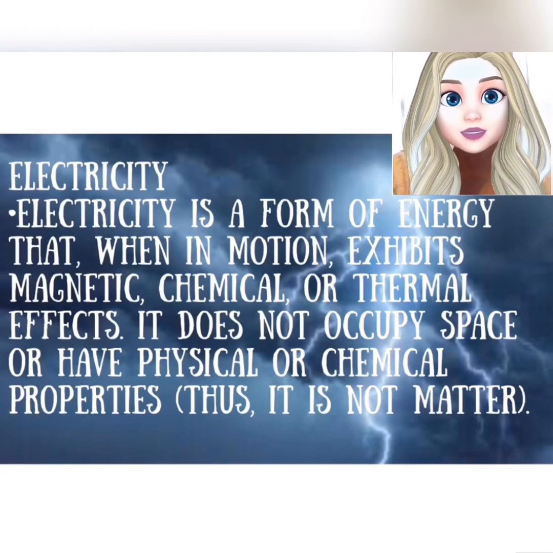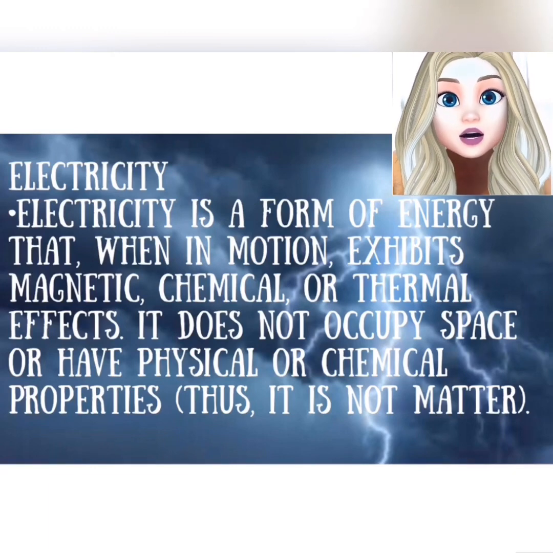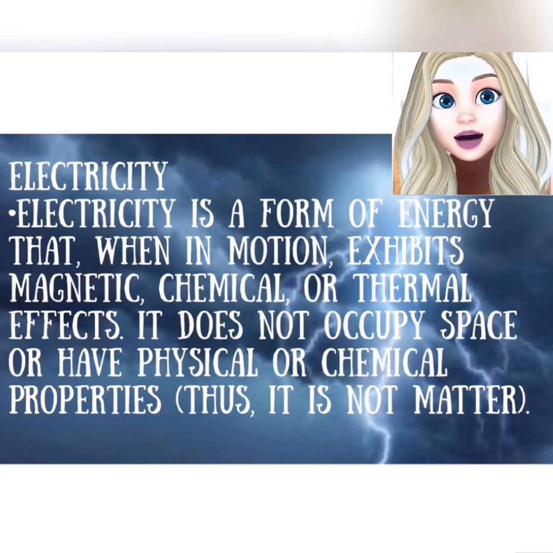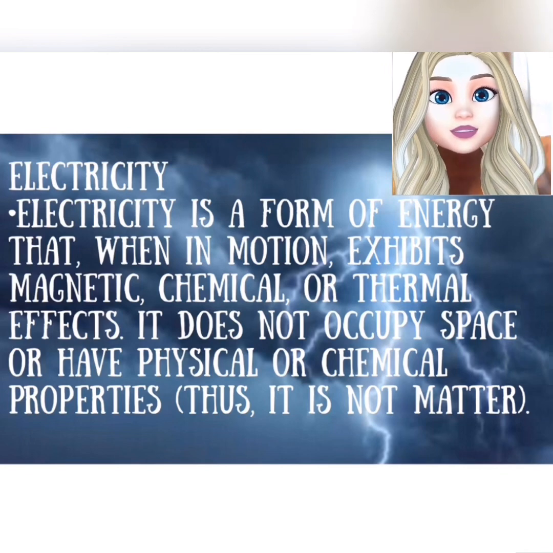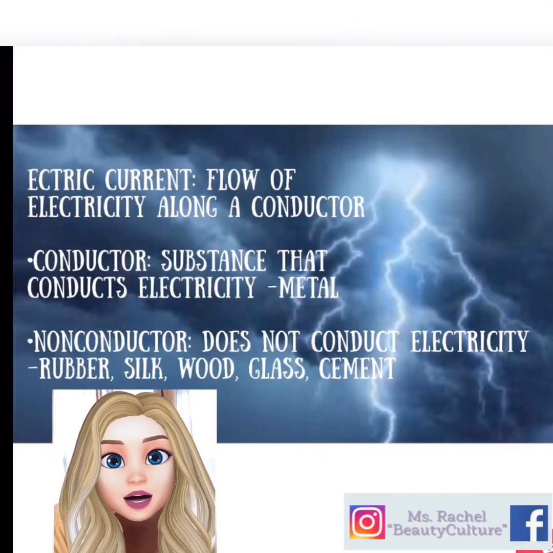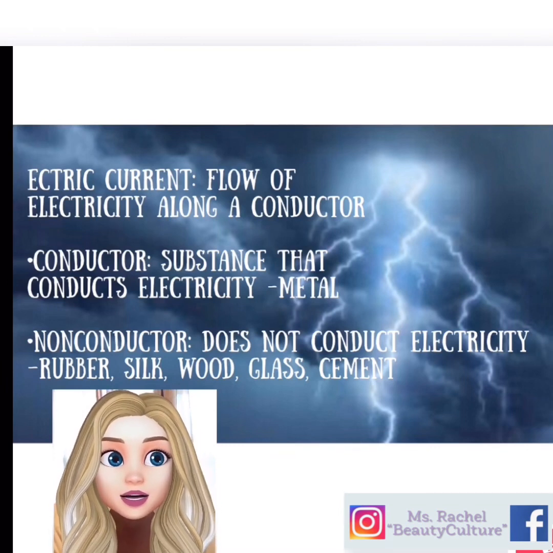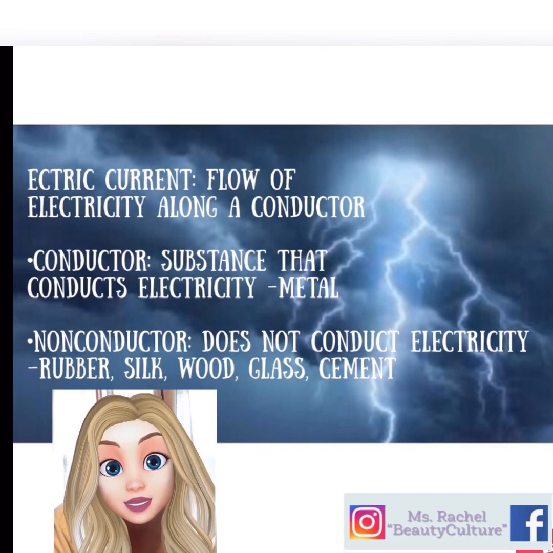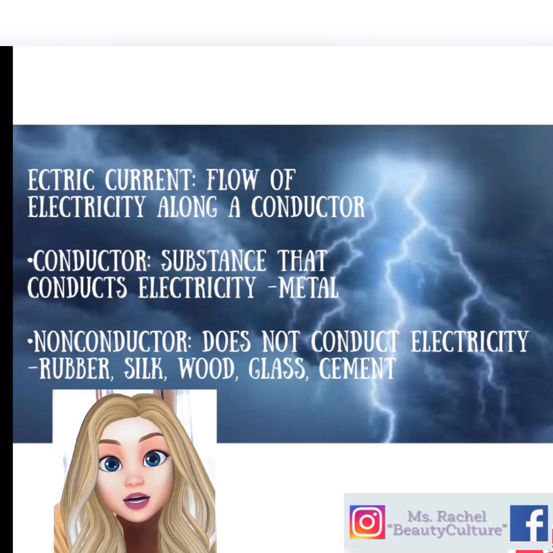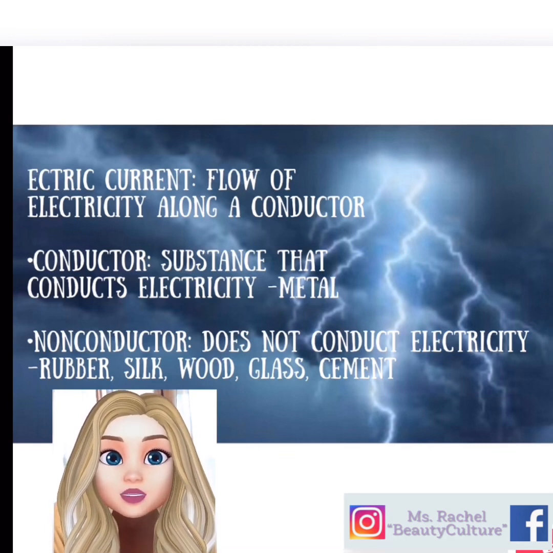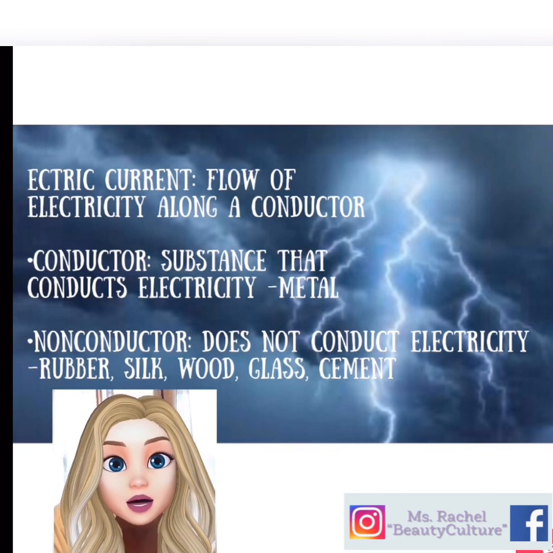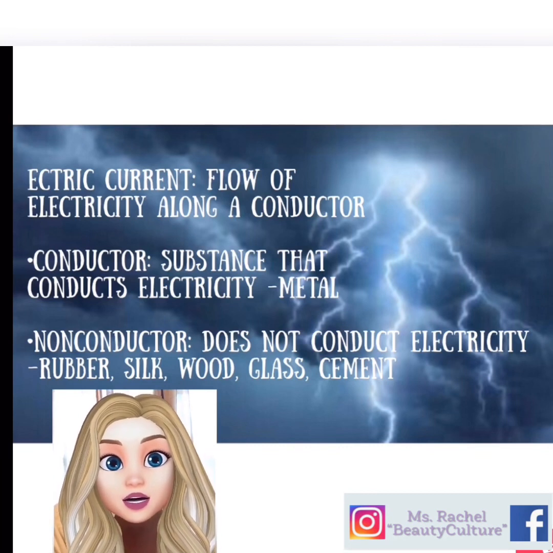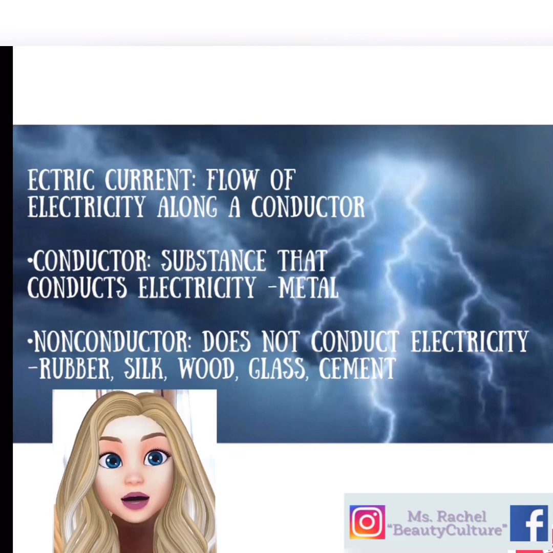Electricity is the movement of electrons from one atom to another along a conductor. It is a form of energy that, when in motion, exhibits magnetic, chemical, or thermal effects. All substances can be classified as either conductors or insulators, depending on the ease with which a current can be transmitted through them. A conductor is any material that conducts electricity. Most metals are good conductors. This means that electricity will pass through the material easily. Copper is a particularly good conductor and is used in electrical wiring and electric motors.